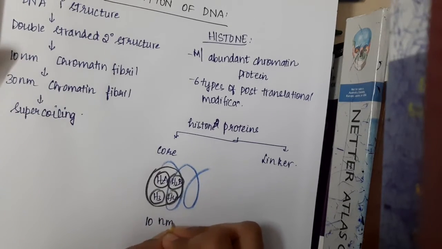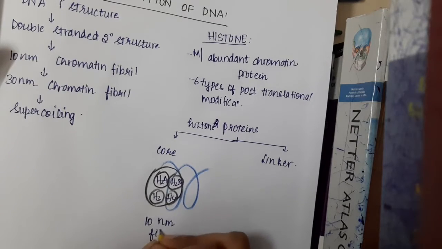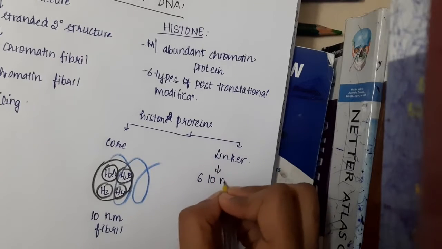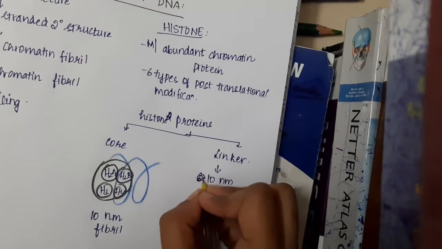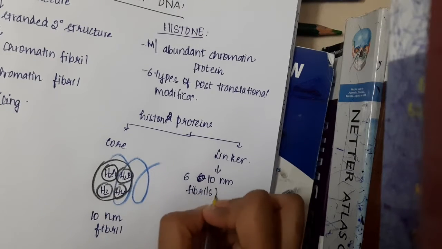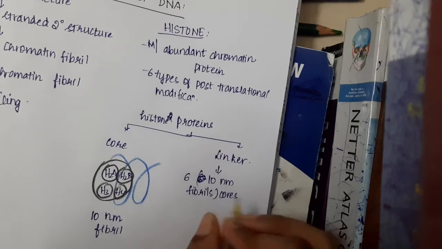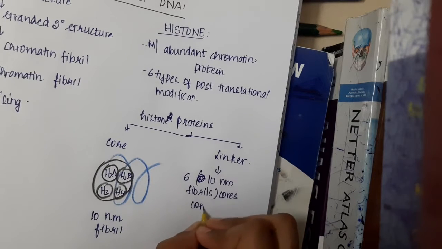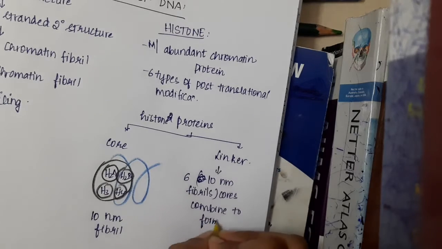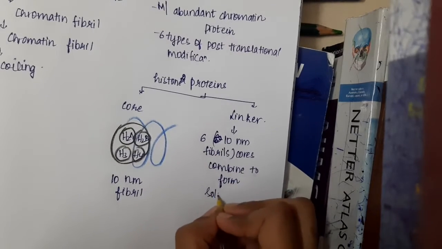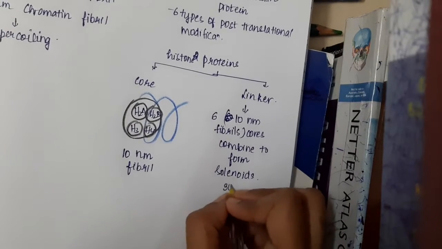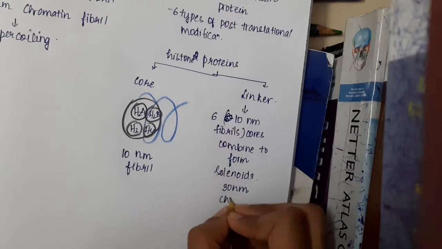Various 10 nanometer fibrils, 1, 2, 3, 4, 5, 6, are connected by the linker histone. This is the linker histone protein. So now, this becomes a 30 nanometer chromatin fibril or a solenoid. The DNA helix is wound on the cylindrical structure, and 6 such cylindrical structures are further packed together, and this is what we call a 30 nanometer chromatin fibril.